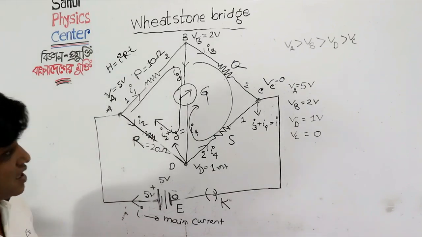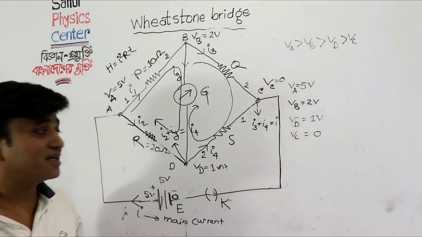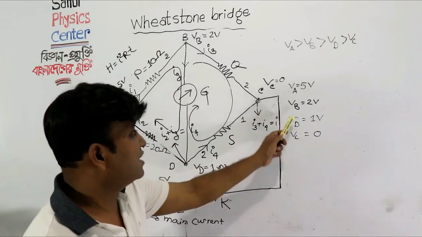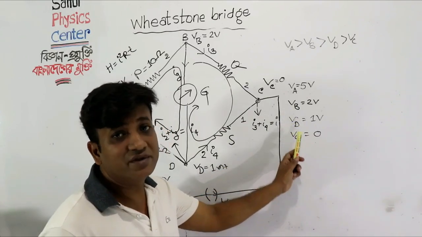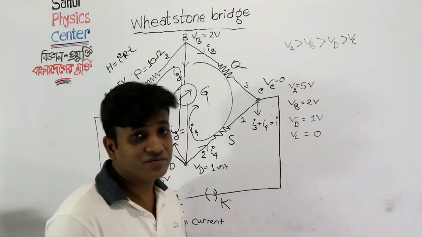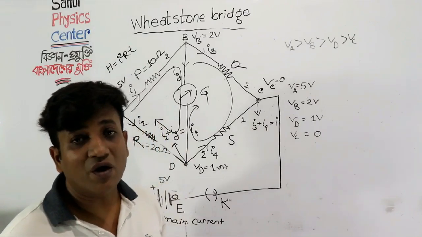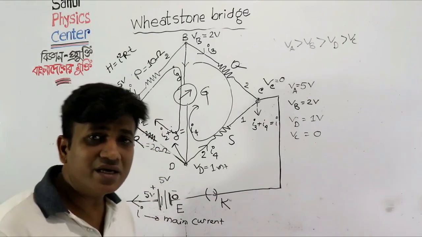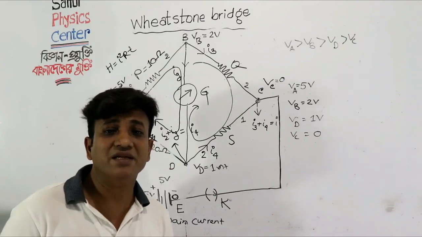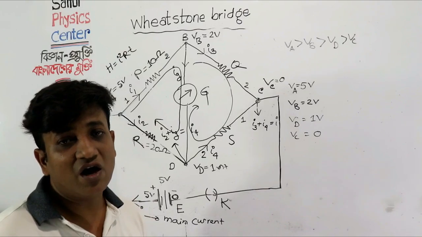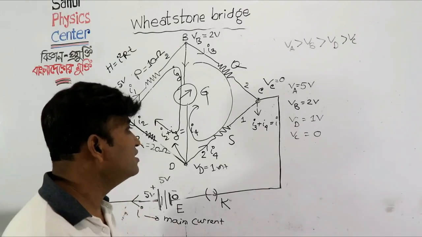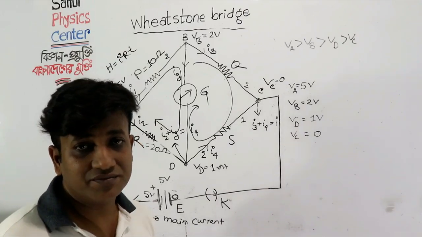So from this result it is clear that VA is greater than VB, VB is greater than VD, and VD is greater than VC. Hope you got it. Next, the question is why we cannot determine low or high resistance of a conductor by using the Wheatstone bridge.